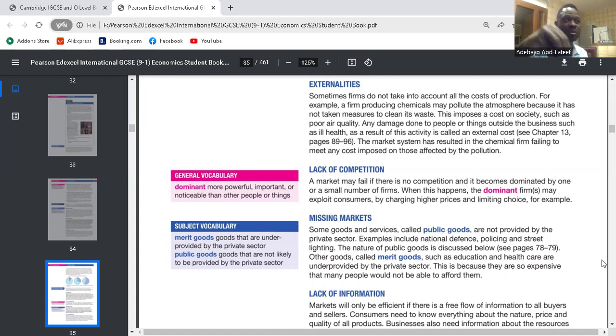So some things are to be done, but the private sector would never want to do them because it is not profitable for them. It does not benefit them. Okay. Is it clear? Yeah.